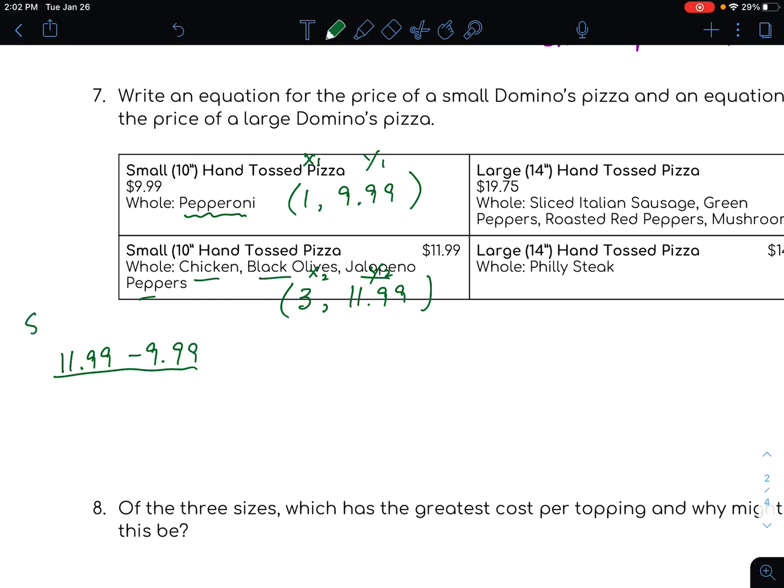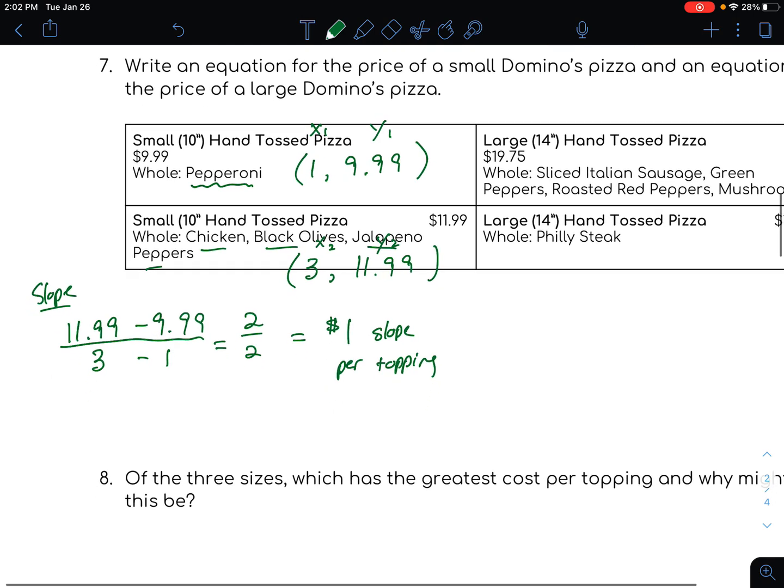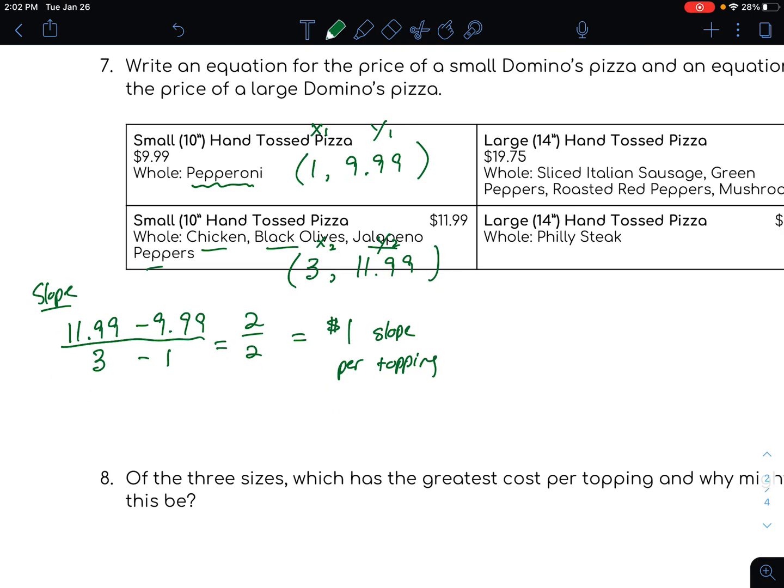And then remember, I'm calculating a slope here, a rate of change. Let's subtract our x values. That gives me 2 over 2, which is the same as $1 slope per topping. So the per topping price here is $1 per topping.